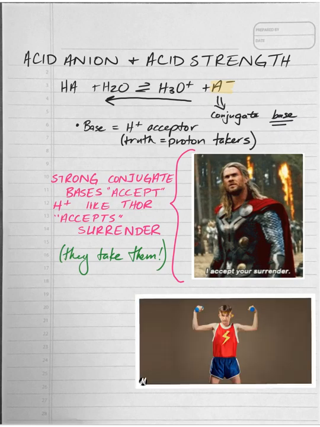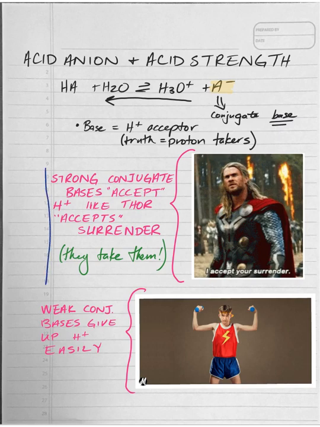A weak conjugate base is a little bit more like this guy. You can imagine them saying, oh, you want my proton? Here, take it. I'm not going to fight you for it. So if we have a strong conjugate base, we end up with a weak acid, something that does not release very much proton into water. And when we have a weak conjugate base, we end up with a strong acid, because the protons are easily released into water.